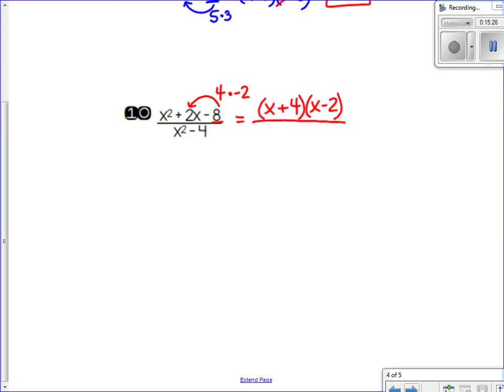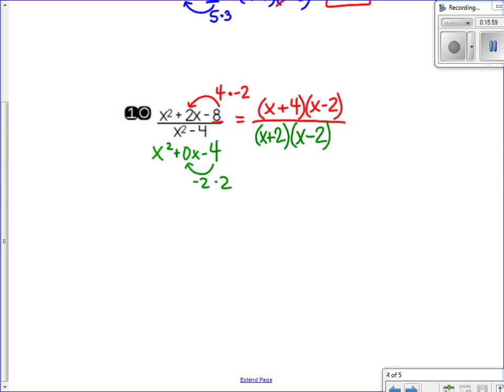Now we got to factor the bottom one. Well, that's a perfect square factor. X squared minus 4. That's the same thing as if we had x squared plus 0x minus 4. Two factors of -4 that would add up to 0. Well, that would be -2 and +2. So to write those as factors, x plus 2, x minus 2.